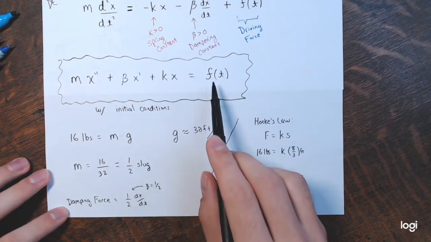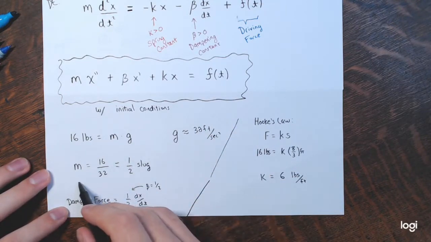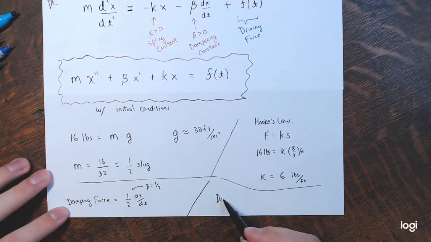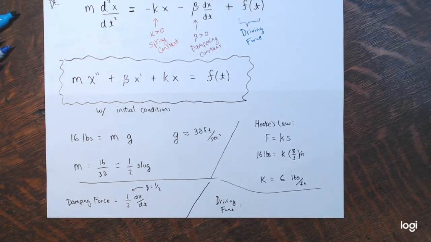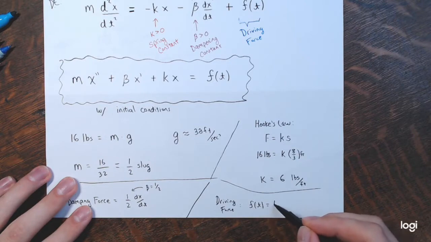And then finally we have this f of t, the driving force. It's this external force, and they said it's driven by an external force of f of t equals 10 times the cosine of 3t.